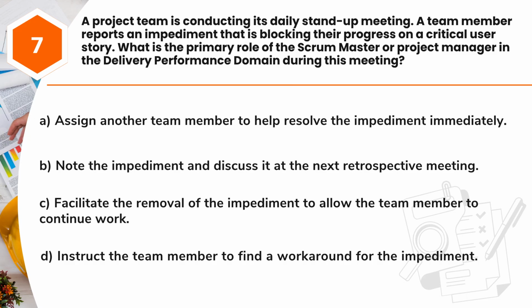Question 7. A project team is conducting its daily stand-up meeting. A team member reports an impediment that is blocking their progress on a critical user story. What is the primary role of the Scrum Master or Project Manager in the delivery performance domain during this meeting? A. Assign another team member to help resolve the impediment immediately. B. Note the impediment and discuss it at the next retrospective meeting. C. Facilitate the removal of the impediment to allow the team member to continue work. D. Instruct the team member to find a workaround for the impediment.